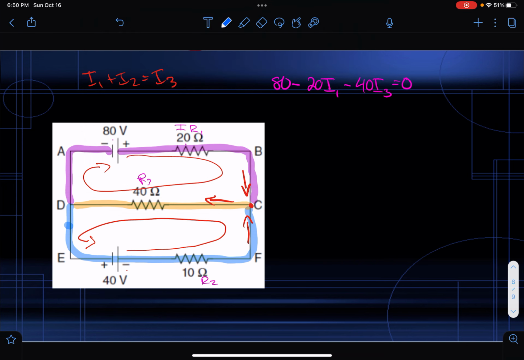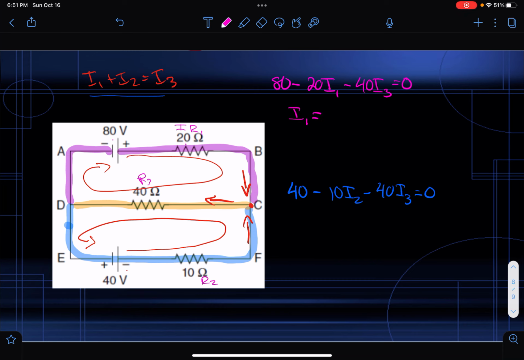Okay, for this second loop, I've got 40 minus 10 I2 minus 40 I3 is equal to 0. Okay, so once again, those are my three equations with my three unknowns. I'm going to go ahead and solve them by putting them all in terms of I3. Actually, I want I3 in the equation, so I'm going to isolate I1.